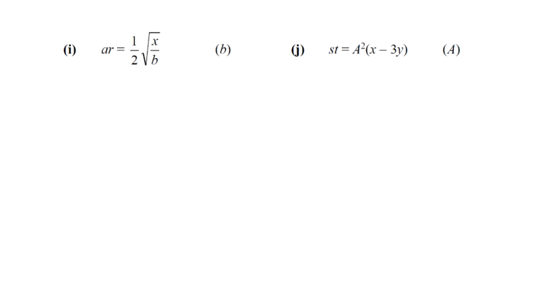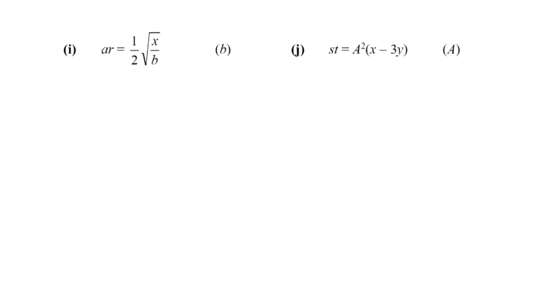Okay, questions I and J, starting to really get tricky here. Let's focus on I first of all. We're looking for b. A couple of things jump out at me immediately. The b is at the bottom, it's within a square root, and we have a half on the right-hand side that adds an additional complication. So plenty of things to make this complex.